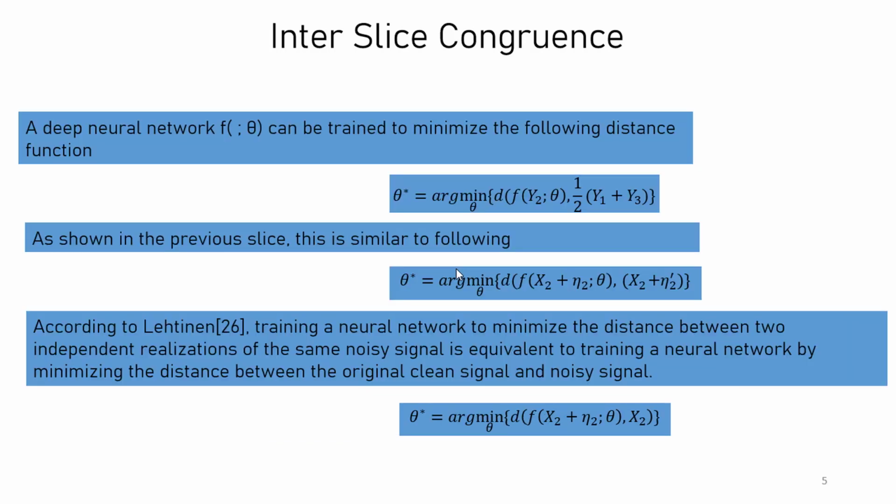Now, according to noise-to-noise training, minimizing the distance between Y2 and half of Y1 plus Y3 will be similar to minimizing the distance between X2 and Y2.